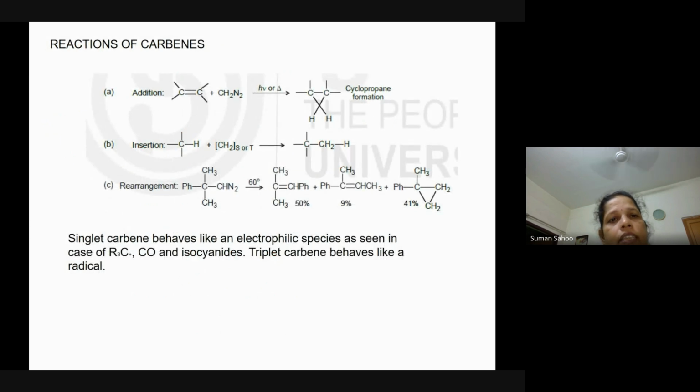Next come the reactions of carbenes. They can undergo addition reactions, insertion reactions, or rearrangement reactions. Addition means it is being added to a compound. Insertion means it is being inserted between a bond. As you can see, in between this carbon and hydrogen bond, this CH2 methylene carbene has been inserted. In rearrangement, one group must be migrating. We will study these reactions one by one.